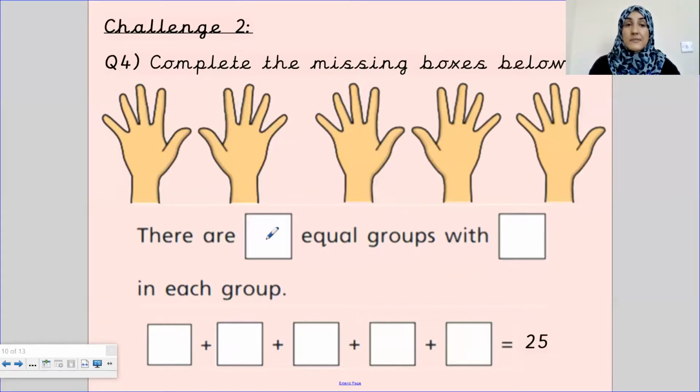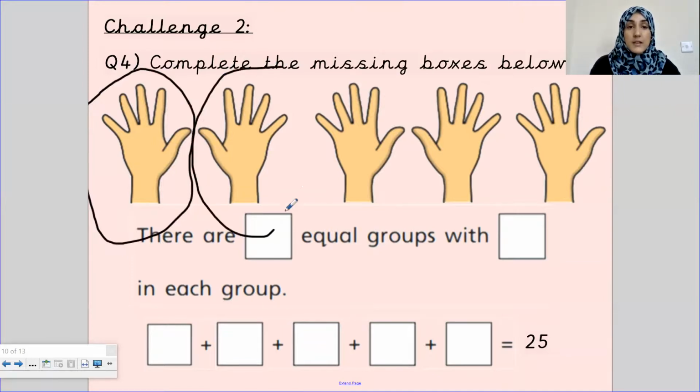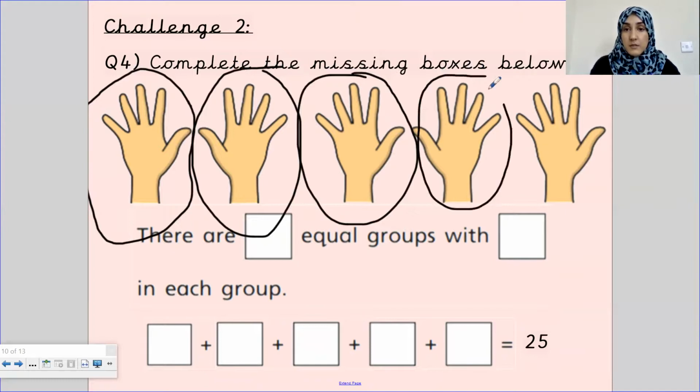Okay, question number 4. Complete the missing boxes below. So here are some hands. Now these are individual groups. So that's one group, there's another group, there's another group, and here is the last group. So you need to count the groups, then you need to count the number of fingers in each group, and then you're going to write a repeated addition number sentence representing the hands.